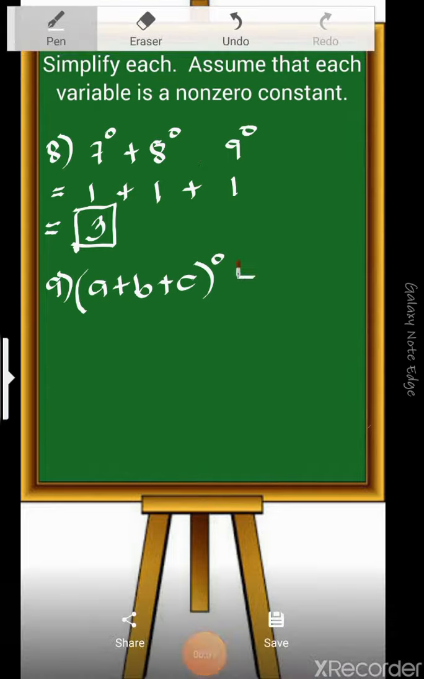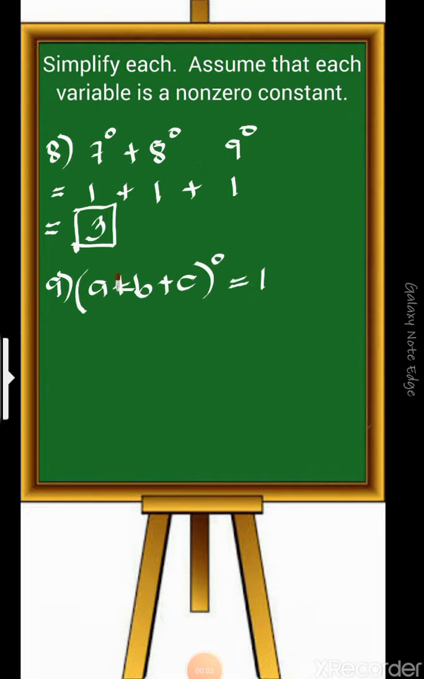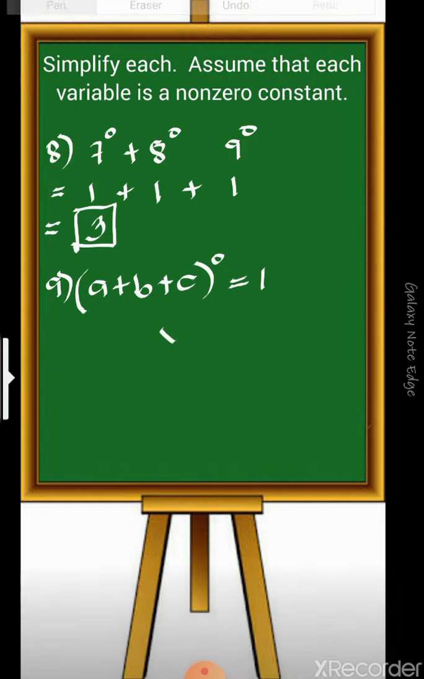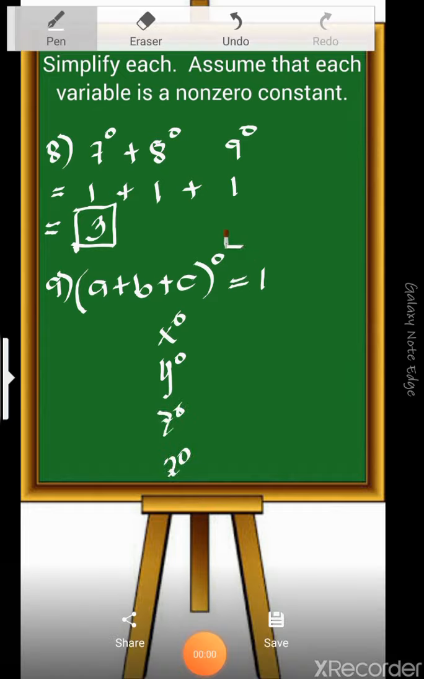For number 9, the answer here is 1. Why? Because a plus b plus c are inside parentheses and it is raised to 0. And it is considered as one term like x raised to 0, y raised to 0, z raised to 0, 2 raised to 0, and so on. Because we cannot distribute zero exponent to each variable inside parentheses because of plus sign. We can only distribute zero exponent to the expression inside parentheses if it is a product or division. But if it is addition or subtraction, we are not allowed to distribute it.